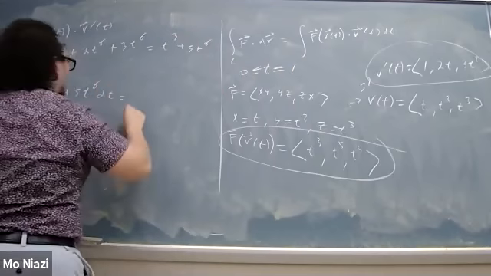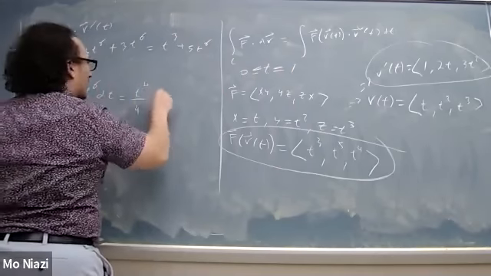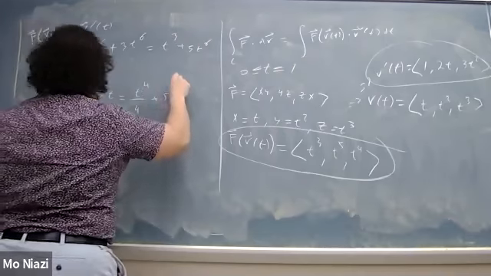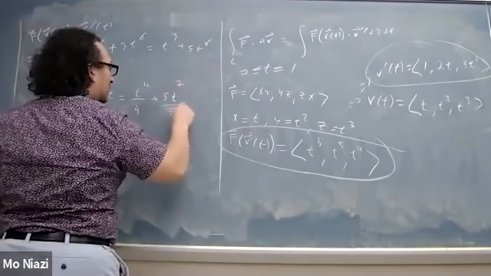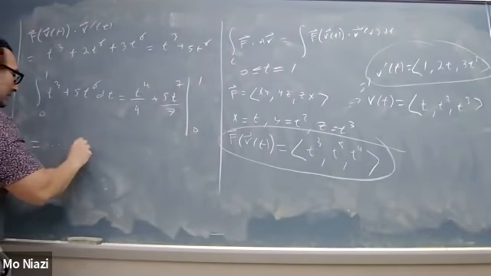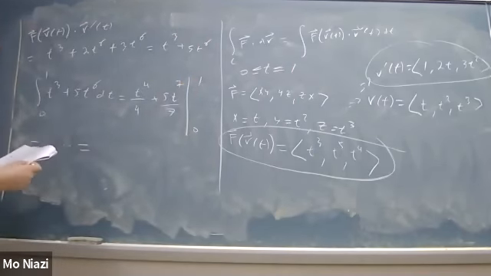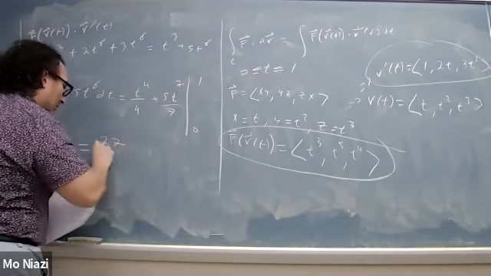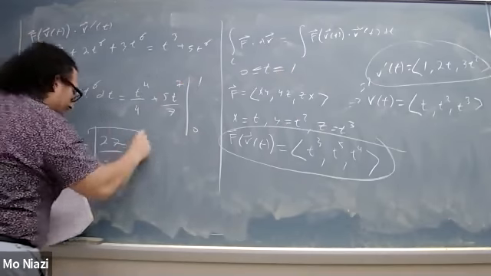So let's compute the integral. This becomes t to the fourth over 4 plus 5t to the seventh divided by 7, all evaluated from 0 to 1. Once you do the computations and evaluate, what you end up getting is that this reduces to 27 over 28.